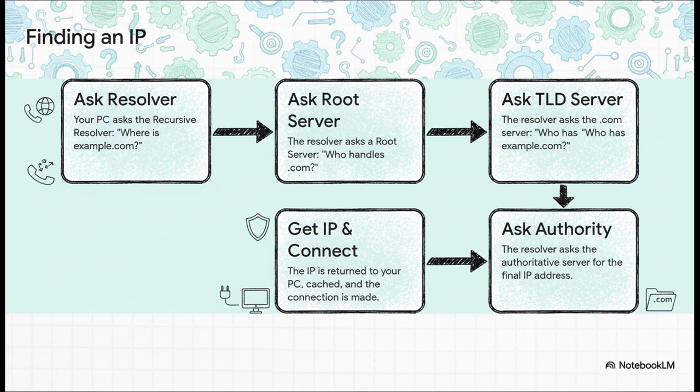And here's how that translation actually works. It's kind of like a detective story. Your computer first asks its local helper, a recursive resolver, for the address. If that resolver doesn't already know, it goes up the chain. It asks a root server, hey, who's in charge of all the .com domains? The root server points it to the right .com server, which then points to the final authoritative server for example.com. That server has the IP address, and this entire multi-step chase happens literally in the blink of an eye.